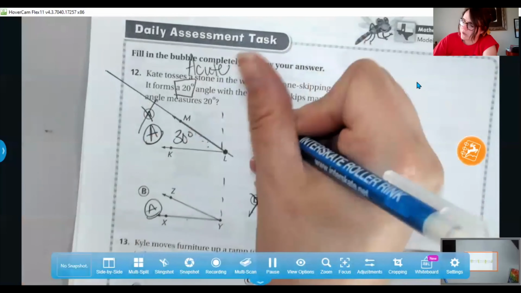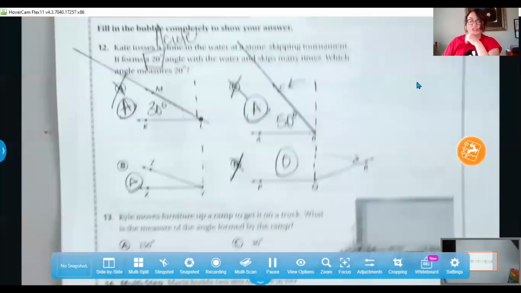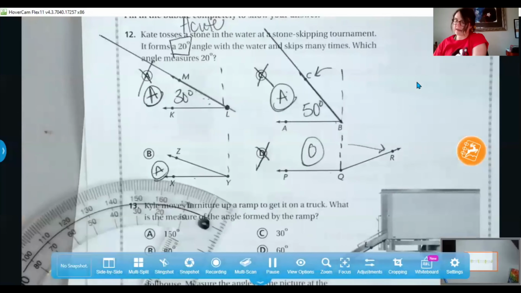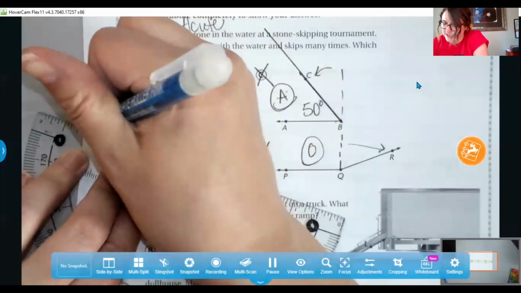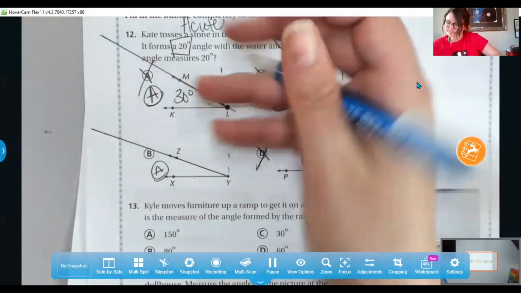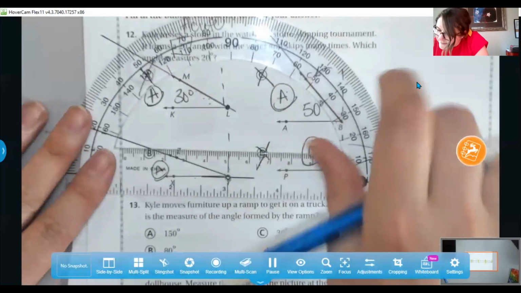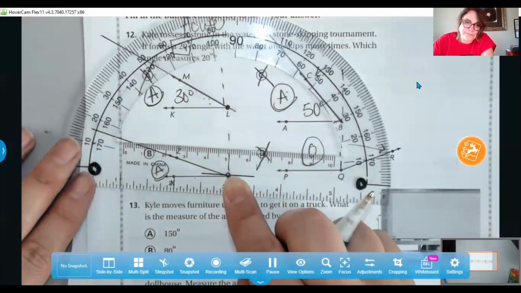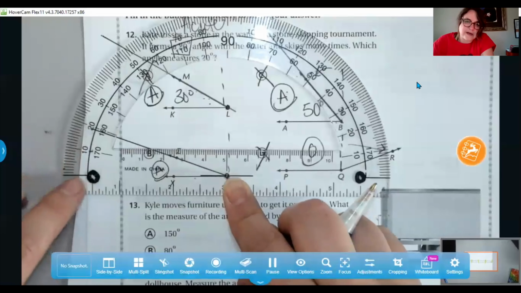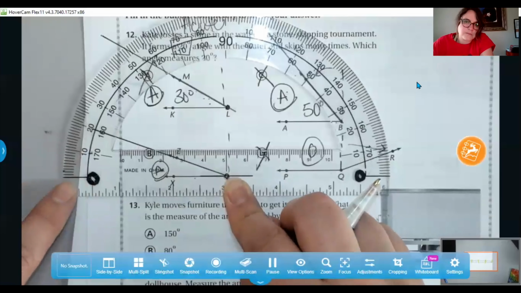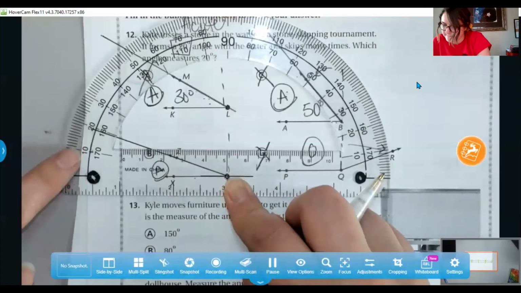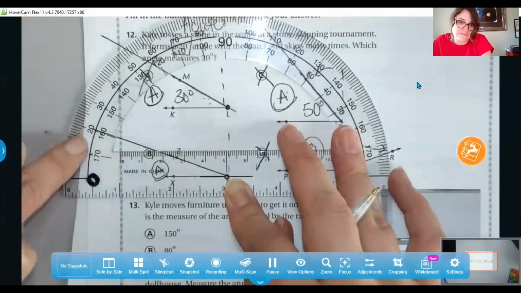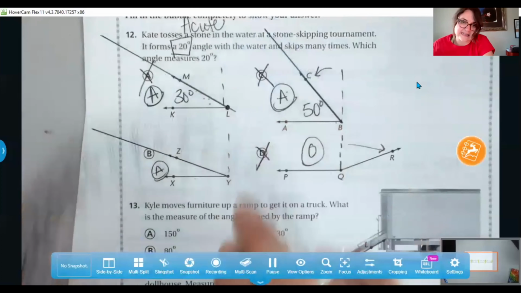And like we said, we used process of elimination and took that one out. And let's double check that this answer choice is correct. So I'm going to extend my line. And I'm going to line up my vertex right in the center here. I'm going to line up my 0. And I'm going to go 0, 10, 20. And I have 20 degrees in this angle.